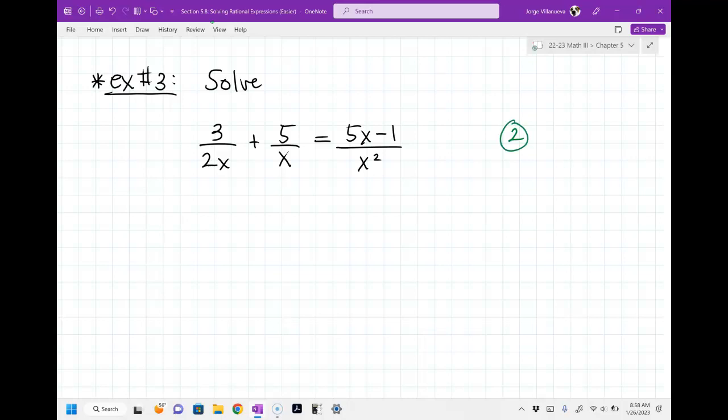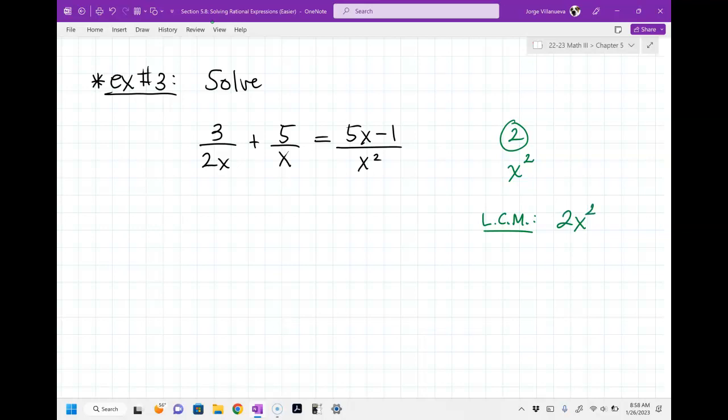And then you're supposed to list all the different letters. Well, I have an x, and that's the only letter that's there. But you're supposed to say, okay, x to the highest power. What's the highest power? A 2. So your LCM is 2x squared.